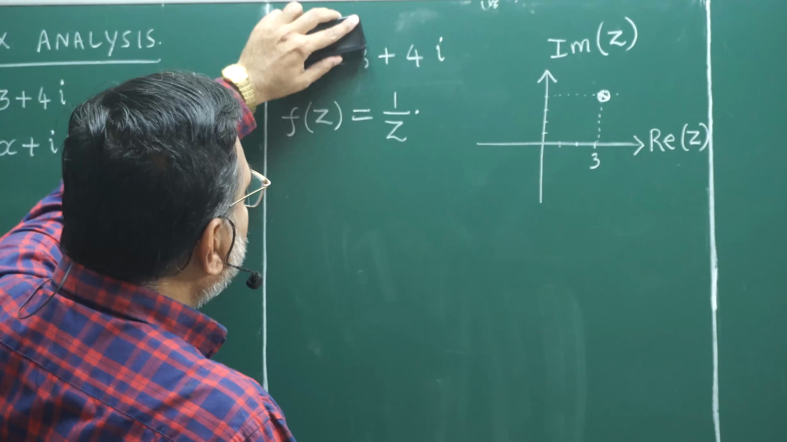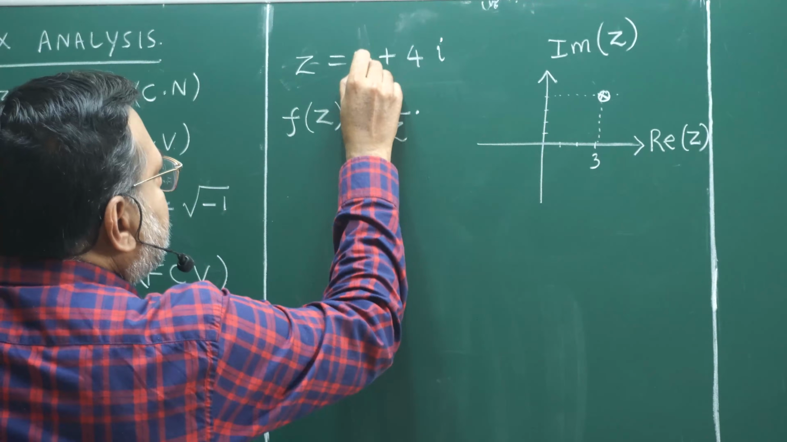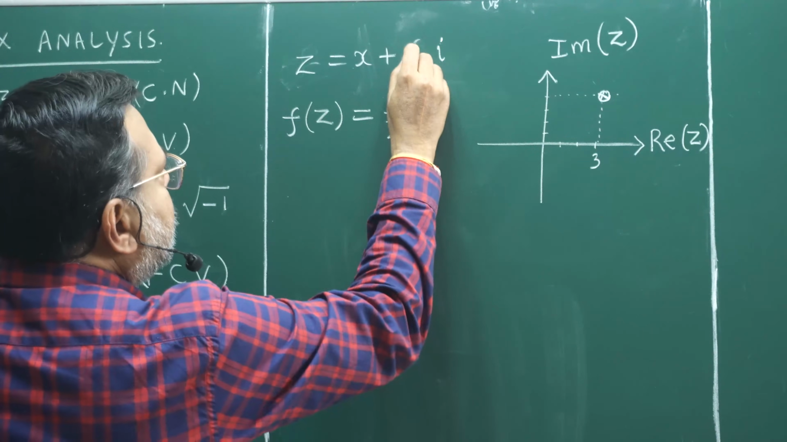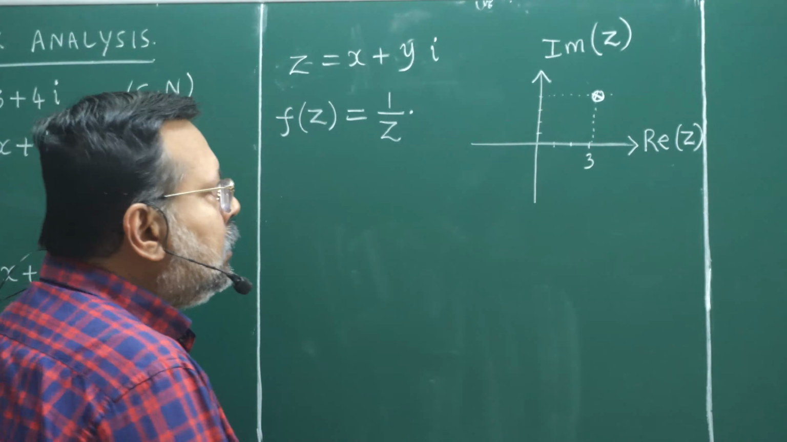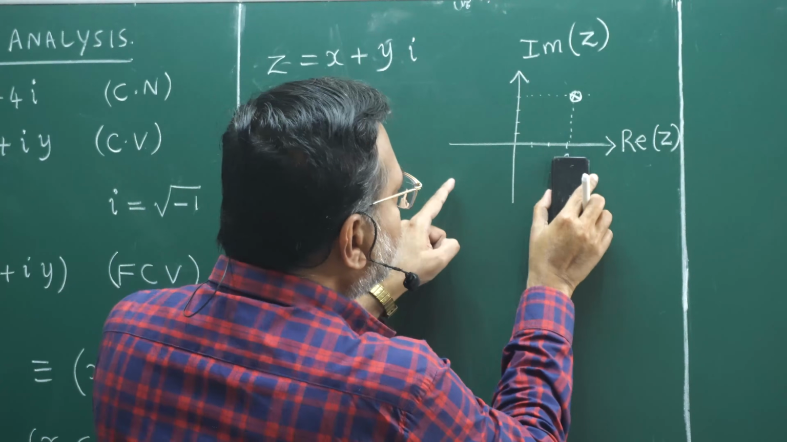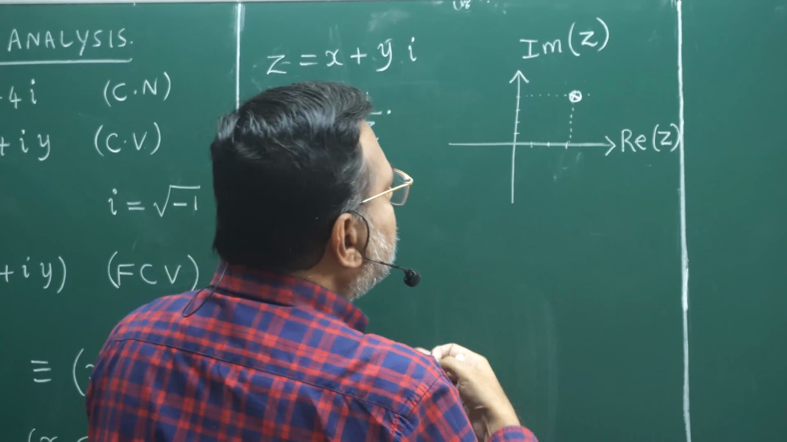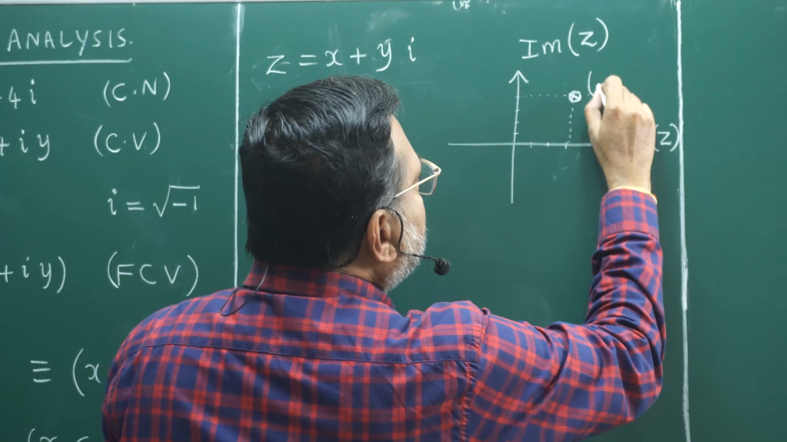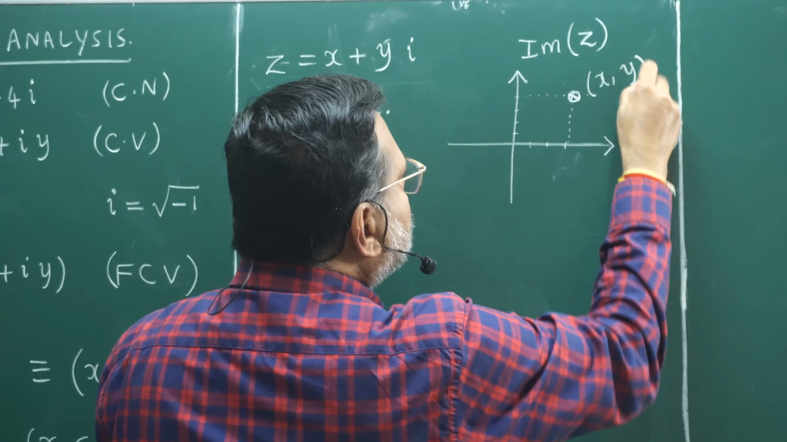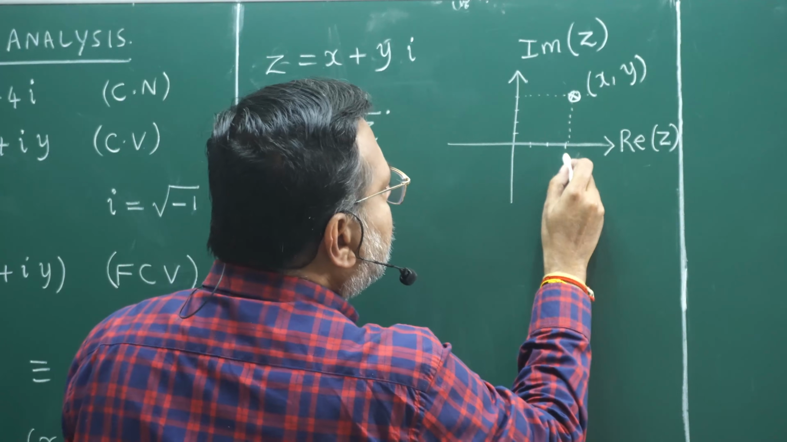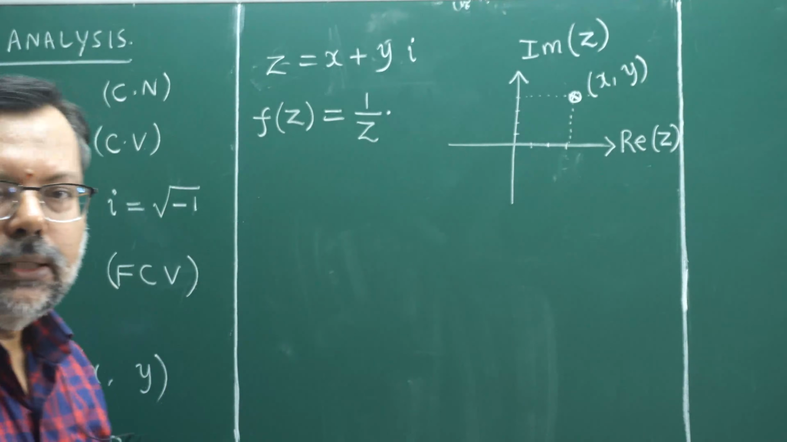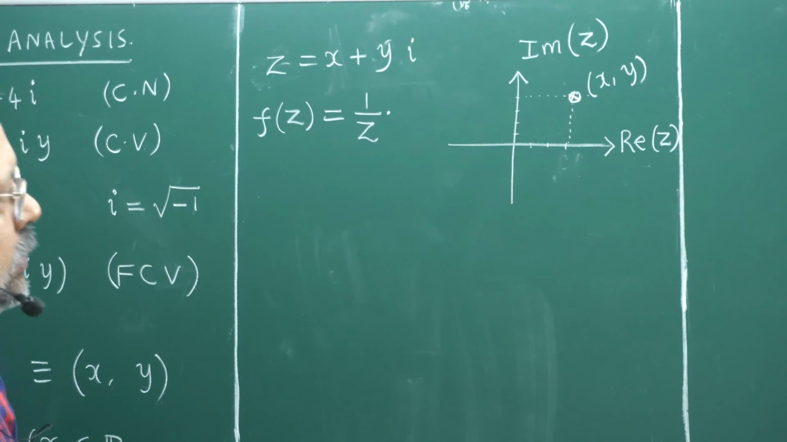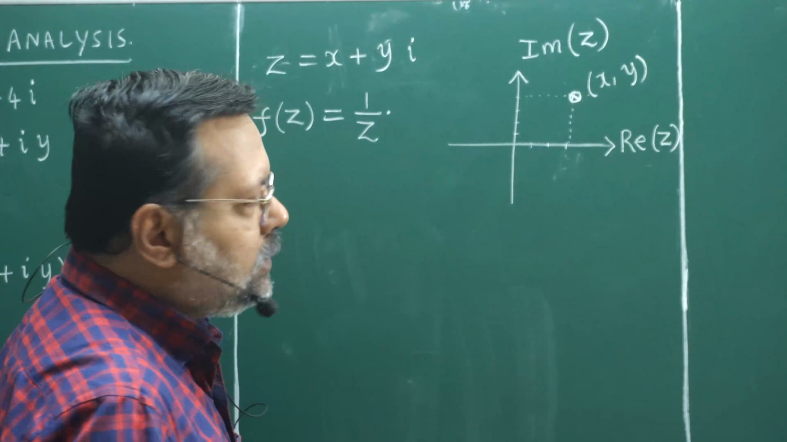You simply remove this 3 and say that is your x, and remove the 4 and say that is y. So the point is in general represented by x comma y. We say that there are x number of units along the x-axis and y number of units along the y-axis, so that this is your x comma y point. That's clear.